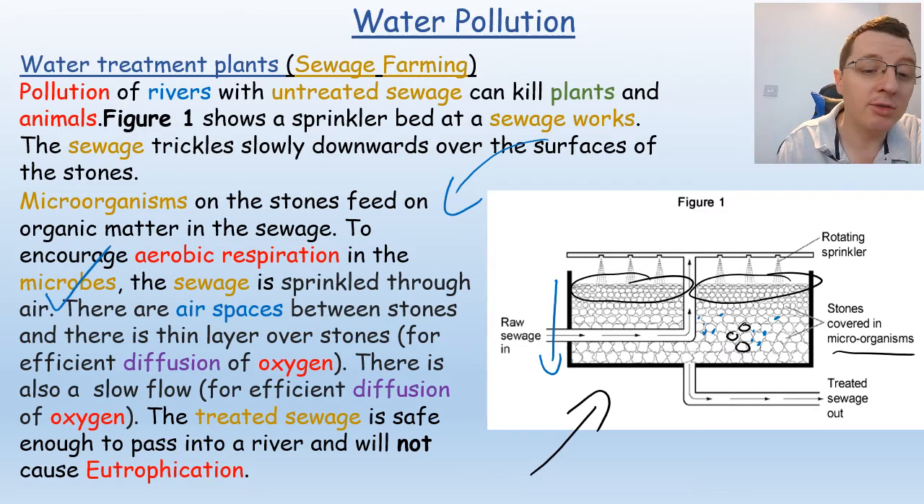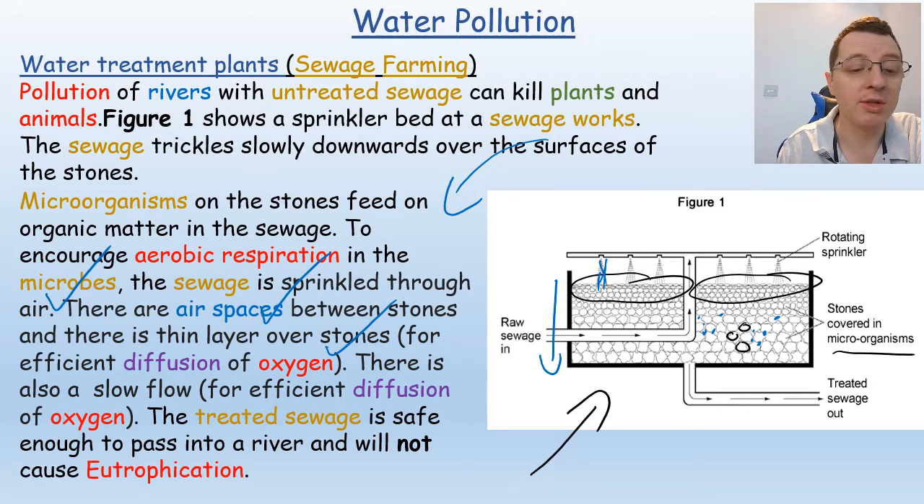There are air spaces between the stones and a thin layer over a stone so that we get an efficient diffusion of oxygen into all of those microbes within those layers. There is also a slow flow of the effluent coming out from the sprinklers, again so that we get efficient diffusion of oxygen.